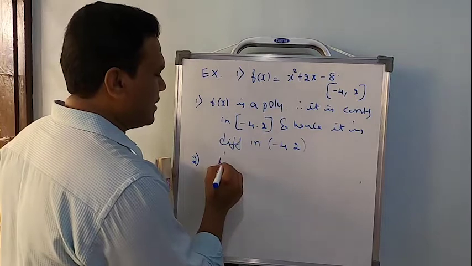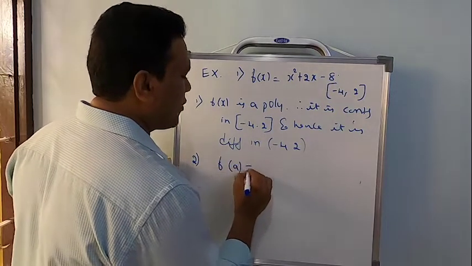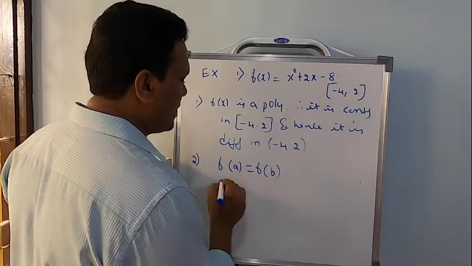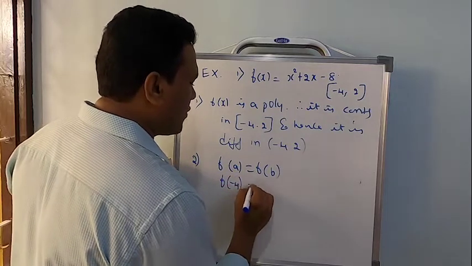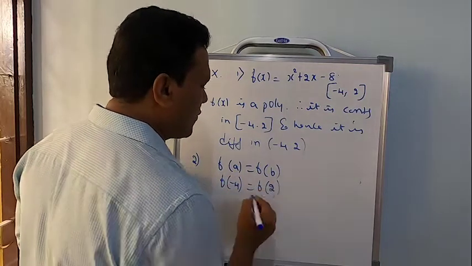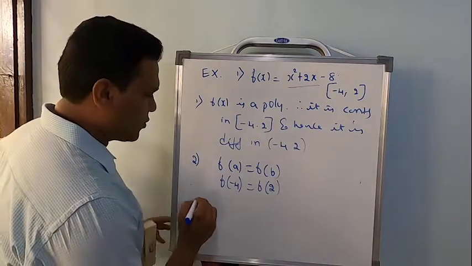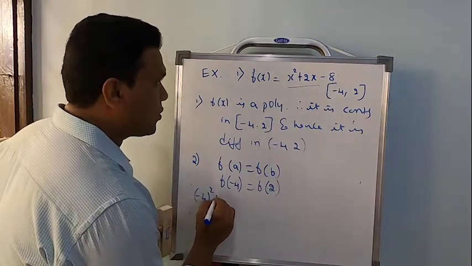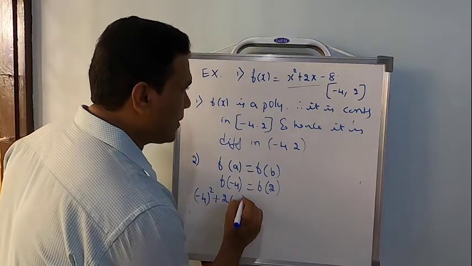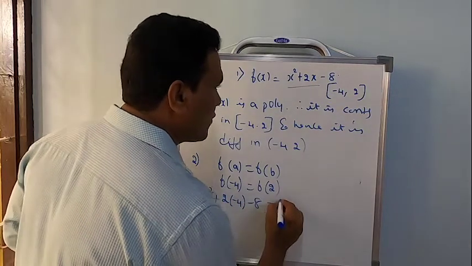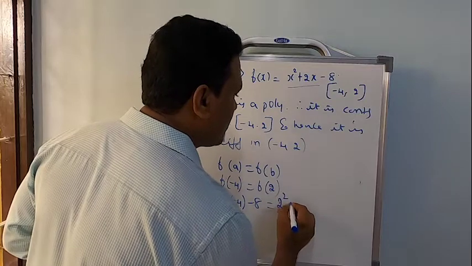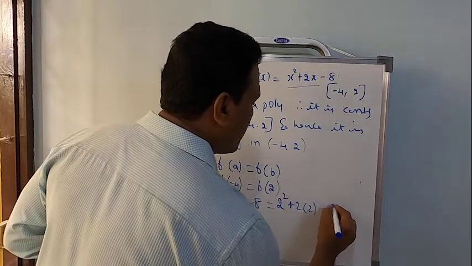Now the next one says that f of a should be equal to f of b. This is the condition what I need to check. Here what does f of a means? F of minus 4 should be equal to f of 2. F of minus 4 means in the given function replace x by minus 4. So minus 4 the whole square plus 2 into minus 4 minus 8. F of 2 is 2 square plus 2 into 2 minus 8.